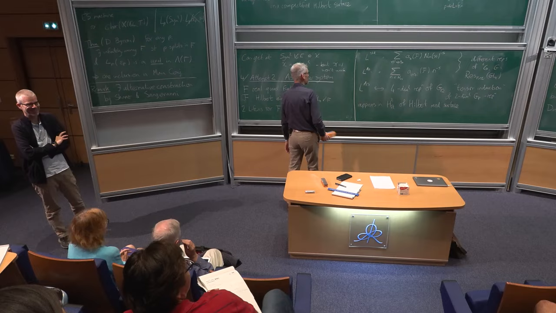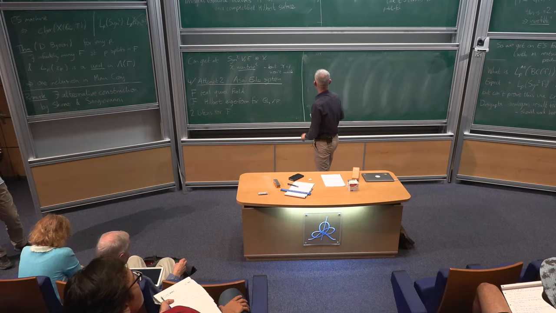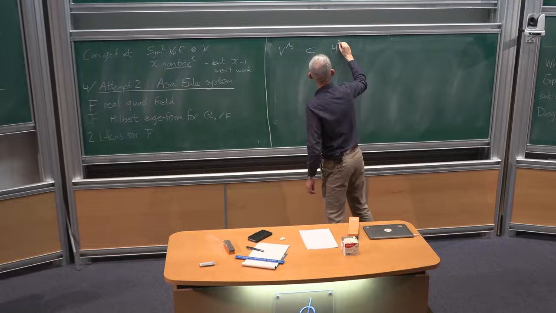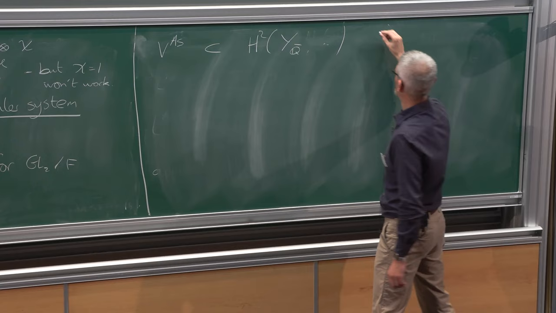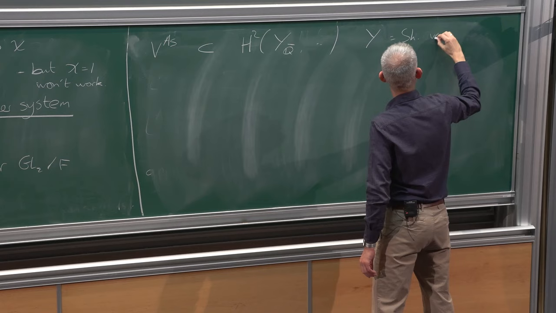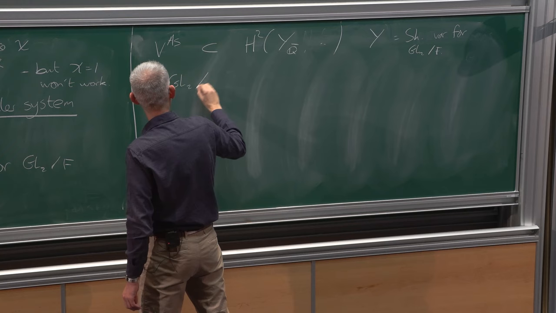So I mentioned that the Asai representation is a direct summand of étale cohomology with some coefficients of a Hilbert modular surface. So say Y is a Shimura variety for GL2 over F. And so we have a natural map, just the diagonal inclusion, GL2 over Q inside the restriction of scalars.